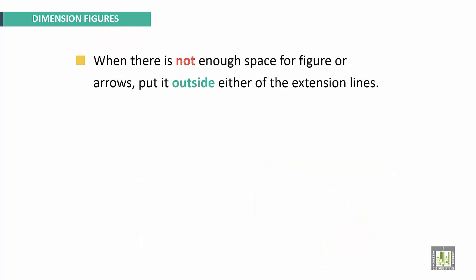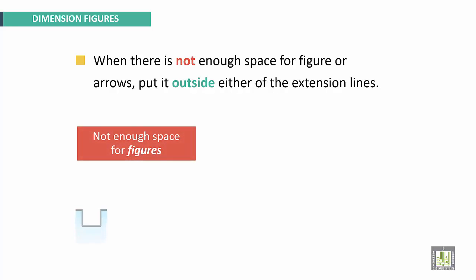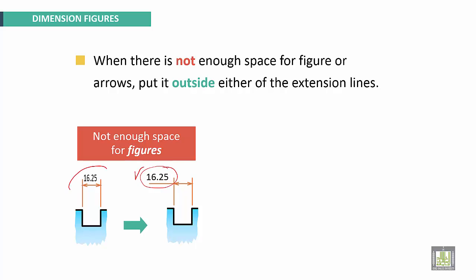When there is not enough space for figure or arrows, put it outside either of the extension lines. There is not enough space for figures. For these figures, for example, extend the dimension line and put it outside. Okay, this is good. This is not good.